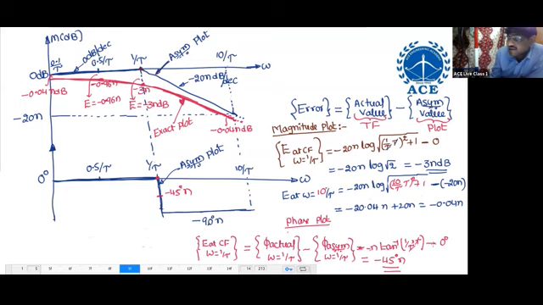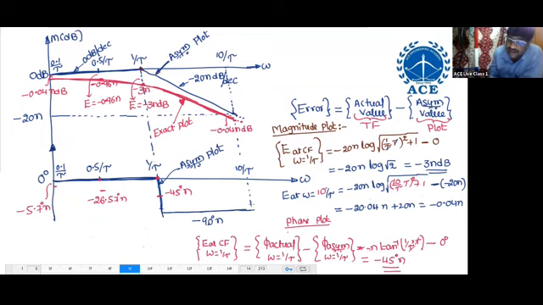Asymptotic is 0 here. So you substitute 0.5 by tau: minus n tan inverse of 0.5. I think you will get minus 26.57 degrees n. Similarly, calculate at 0.1 by tau, the same procedure. You will get minus 5.7 degrees n.